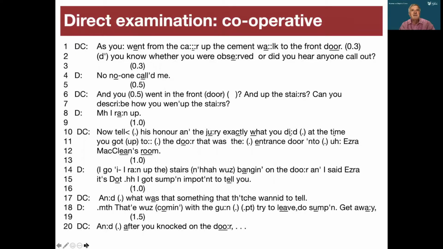As you went from the car up the cement walk to the front door, do you know whether you were observed or did you hear anyone call out? No one called me. And you went in the front door and up the stairs. Can you describe how you went upstairs? I ran up. Now tell His Honor and the jury exactly what you did at the time that you got to the door that was the entrance door into Ezra McLean's room. I ran up the stairs. I was banging on the door. I said, Ezra, it's Dot. I've got something important to tell you.